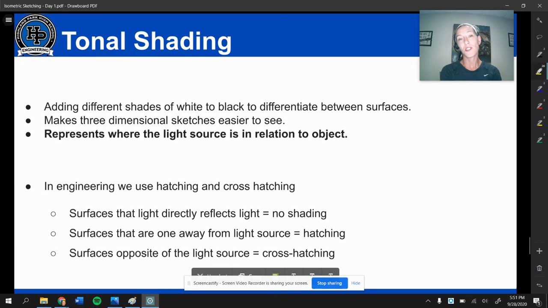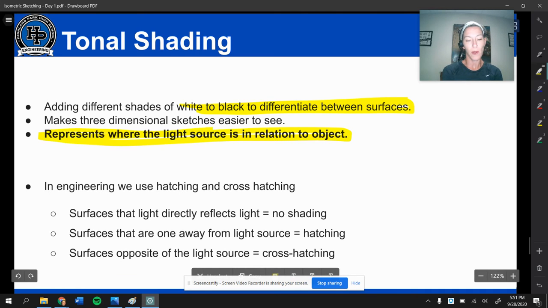We dealt with tonal shading before. This time we're going to have a little bit of a different kind of shading style. In order to differentiate between surfaces, you've used different tonal shading before. However, just because we are showing where the light source is coming from, we're using cross-hatching this time.